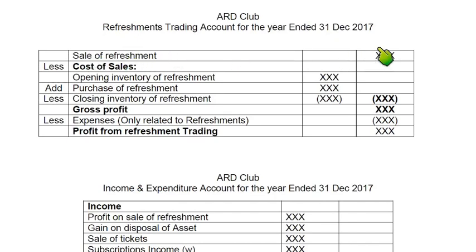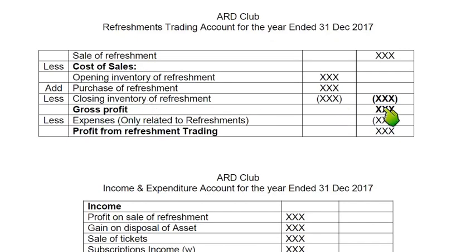Again, sale will be of refreshment or canteen, then cost of sale: opening inventory, add purchase, less closing, everything will be of refreshment, canteen. Then sale minus cost of sale gives gross profit. Normally there is no return inward or return outward, because these refreshments are food items. These are not normally returned, neither by us nor by our suppliers.